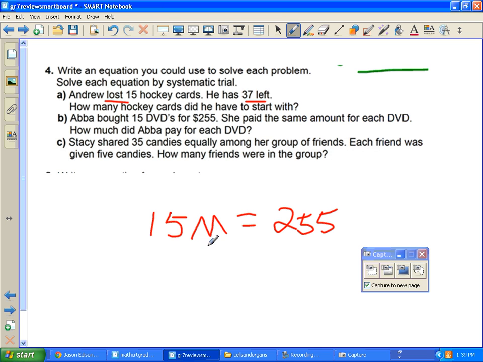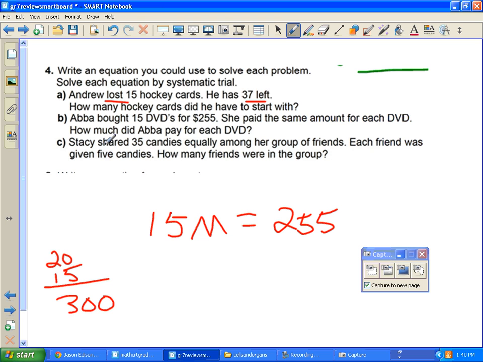Try 10. 10 times 15 will be 150, so that's not enough. So we'll try 20. And then 20 times 15, you can multiply on the side here like this. Okay? And you could end up with, well, 2 15s are 30, and you just have to add a 0. So we know it's going to be a little bit less than 15 for our guess.